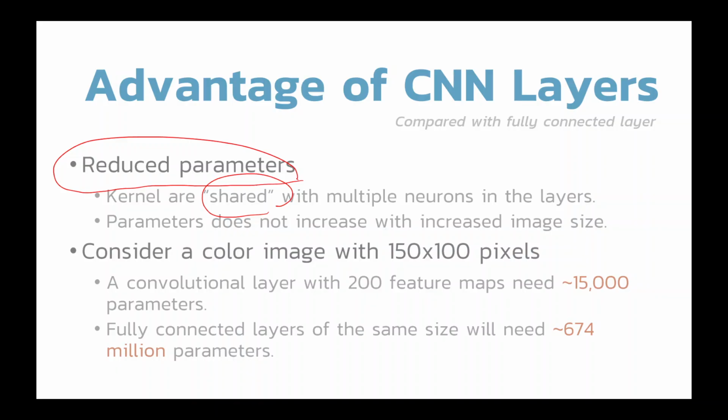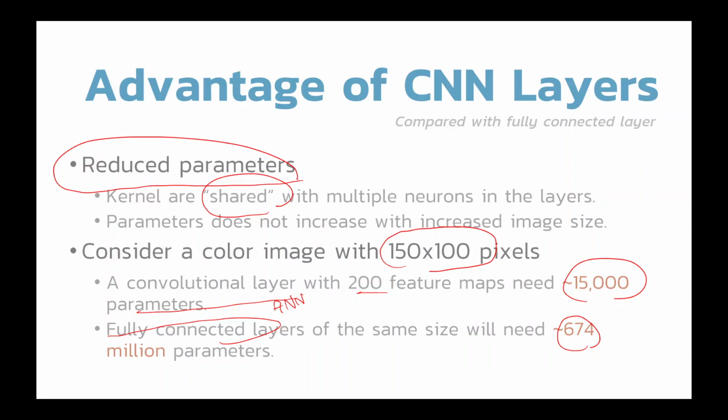And again, I'll give you a simple example. If you have an image with 150 by 100 pixels, that's not really large at all, right? If you have a CNN layer with 200 feature maps, so that's 200 filters, so 200 kernels, you only need about 50,000 parameters. So that's not a lot at all. But if you were to do this with the fully connected layer, so that is the ANN that we did previously, that would be about 600 or 700 million parameters. So you can see that huge gain, right, in terms of computational efficiency.